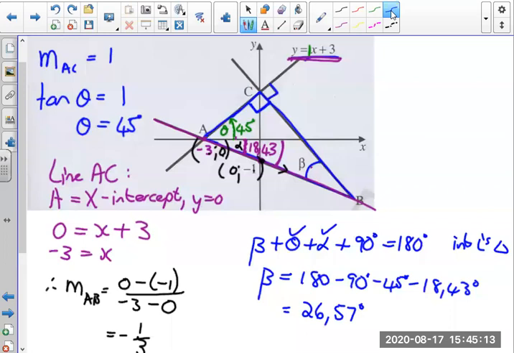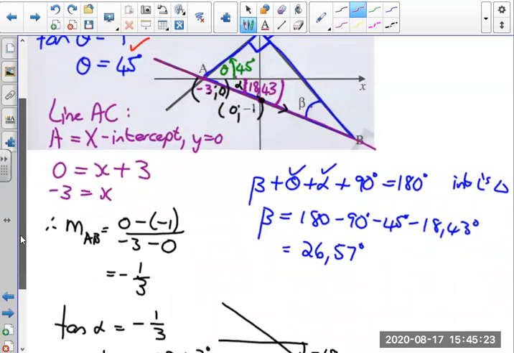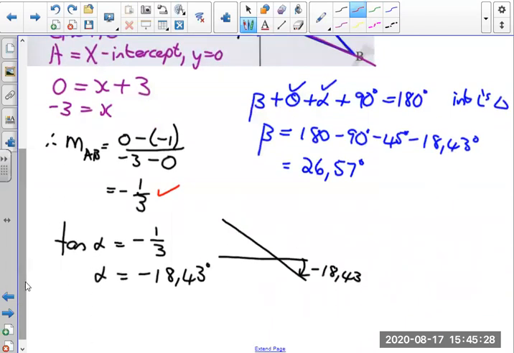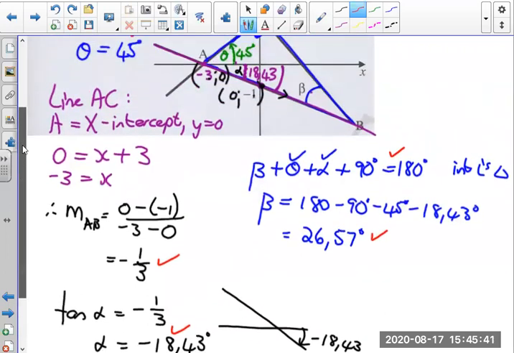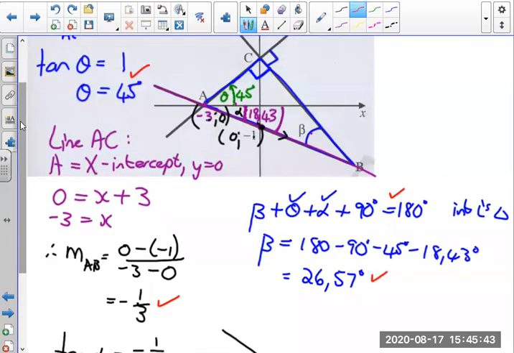Now, this is a lot of work, so it will count much more. You will get a mark for the 45. Then you will get a mark for calculating the gradient. Then you will get a mark for calculating that angle there. Then you will get a mark for calculating with the sum of the interior angles of a triangle. 1, 2, 3, 4, 5. You can even get a mark for knowing that that's the x-intercept. So this sum can count 5, 6 marks easily.